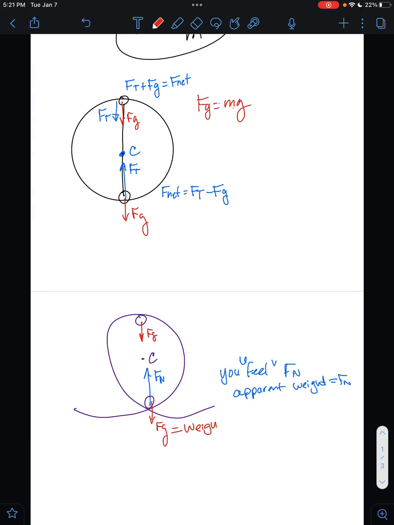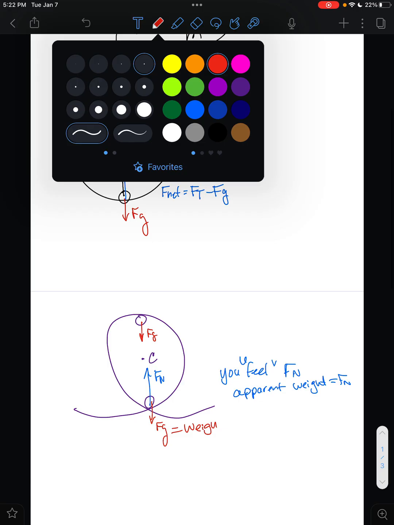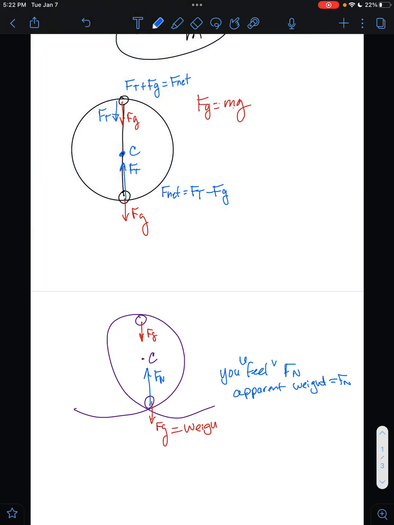It doesn't change when you go in a circle, but you feel heavier or lighter because your normal force gets bigger or smaller. At the top of the circle, gravity is already helping you turn, so you don't need as big of a normal force. That helps you to feel a little lighter in your seat when you're at the top.